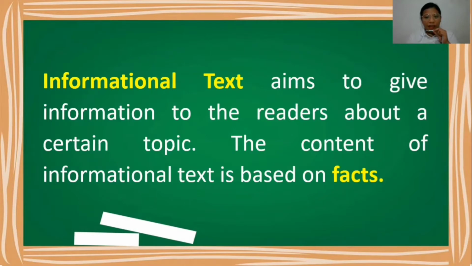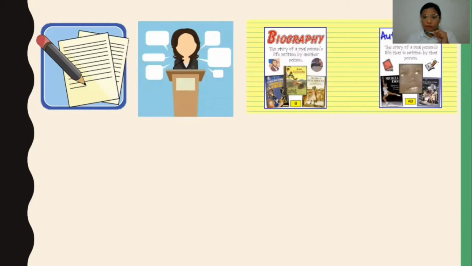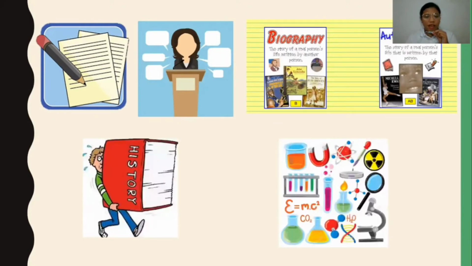Before we begin, let us define informational text. When we say informational text, it aims to give information to the readers about a certain topic. The content of the informational text is based on facts. When we say facts, these are information that is known and proved to be true. They are classified as non-fiction writing. Some examples are essays, speeches, biographies and autobiographies, historical accounts, and scientific text.